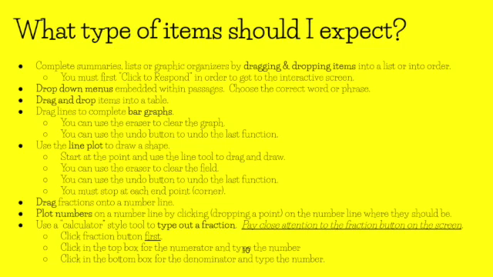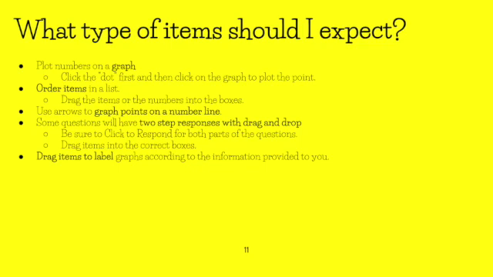First, click Fraction button. Click on the top box for the numerator and type the number. Click in the bottom box for the denominator and type the number. You may also see plot numbers on a graph. You're going to click the dot first, then click on the graph to plot the point.